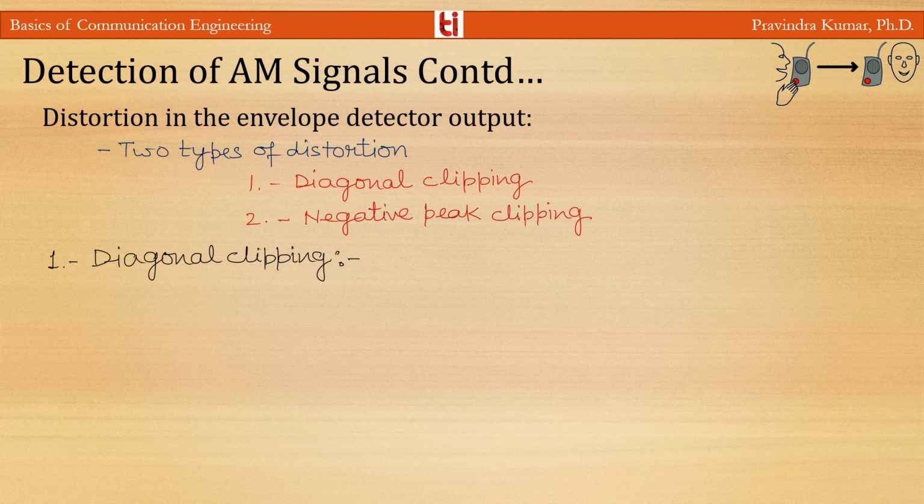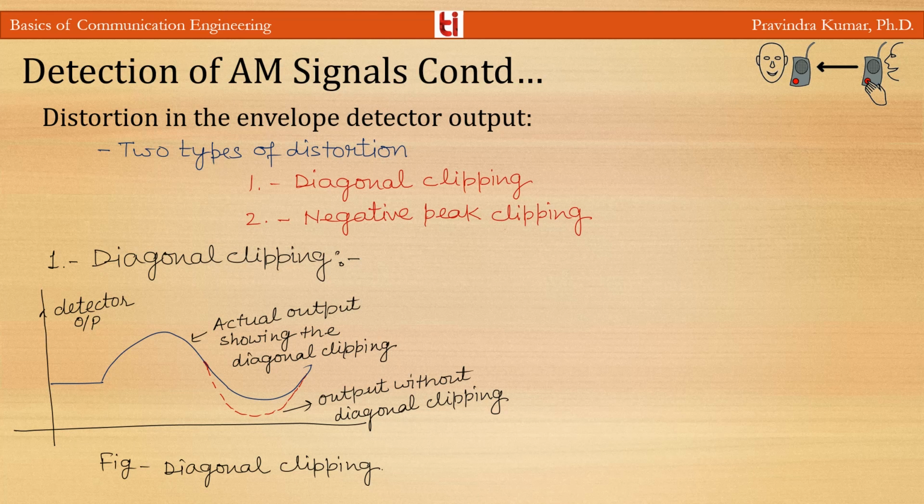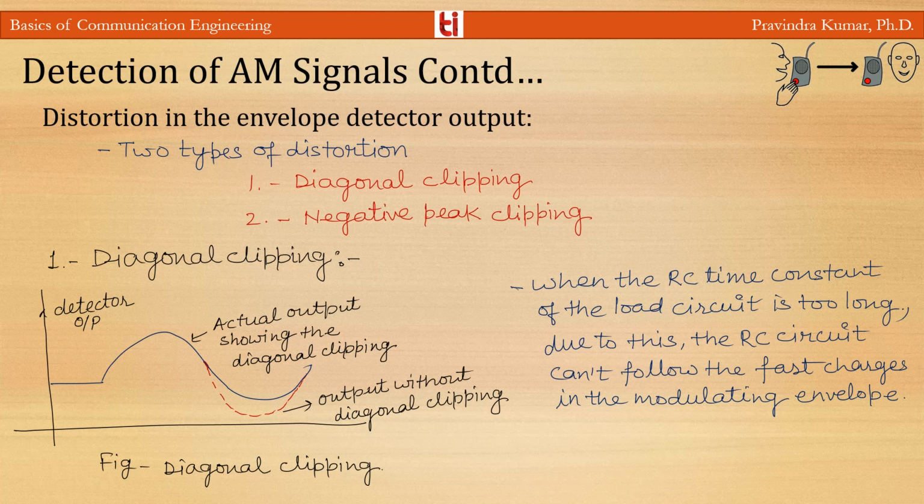This type of distortion occurs when the RC time constant of the load circuit is too long. Due to this, the RC circuit cannot follow the fast change in the modulating envelope. And here you can see this is the actual output showing the diagonal clipping, and this is without diagonal clipping. So this is one kind of distortion.